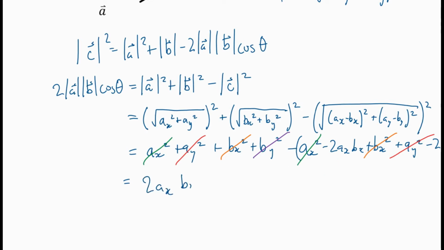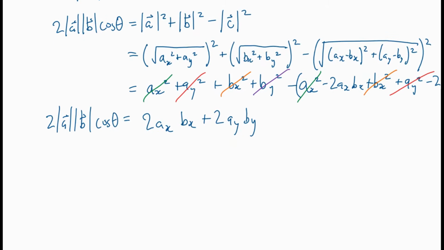2axbx plus 2ayby. And this is equal to 2 magnitude of A, magnitude of B, cos theta. And if you look carefully, you probably can figure out what to do. Divide both sides by 2, and I get magnitude of A times magnitude of B times cos theta is equal to ax bx plus ayby.